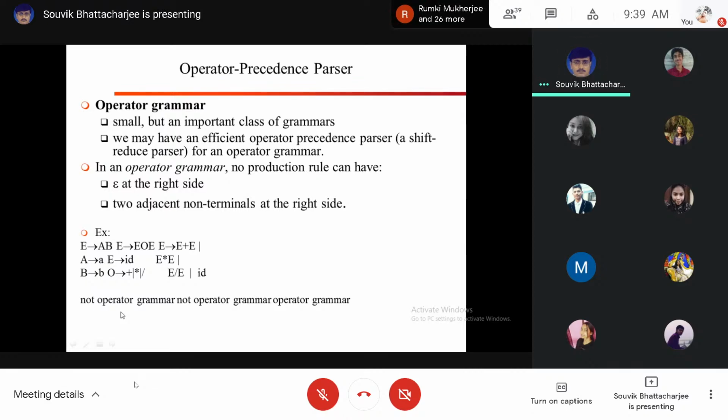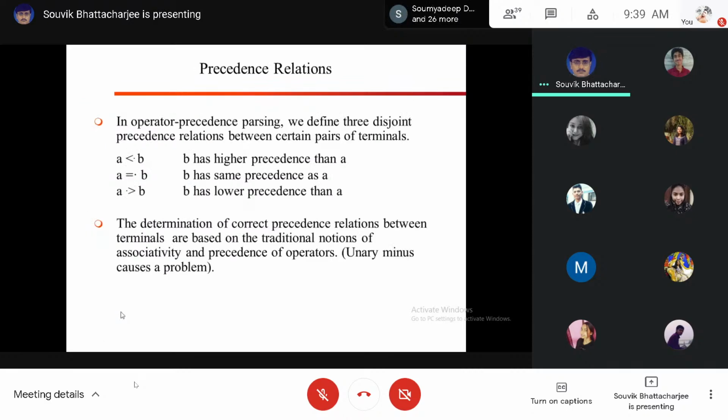Clear? Yes, sir. That means this type of question may come: check whether this grammar is an operator grammar or not. In that case, you have to remember these two rules. First check whether there is any epsilon in the right hand side of any production. If there is, this is not an operator grammar. And second, there should not be any two adjacent non-terminals on the right hand side.